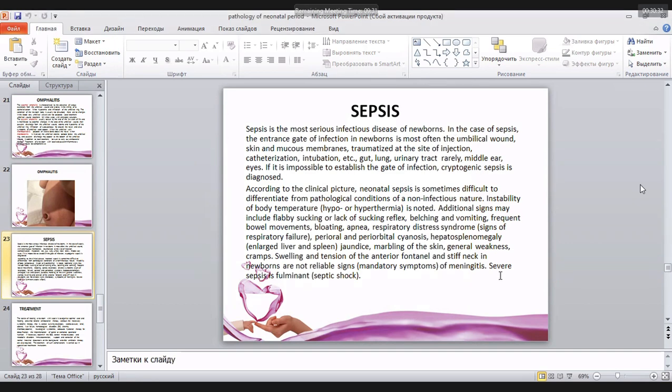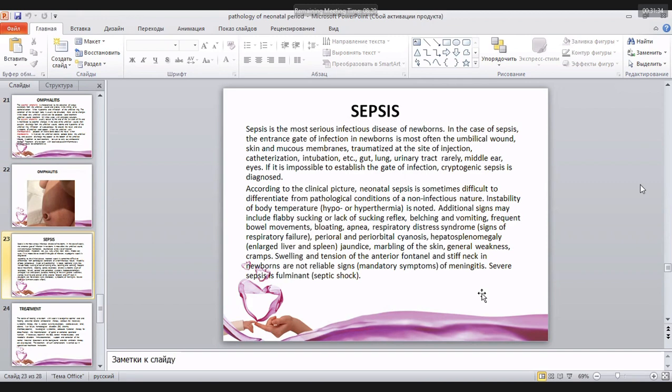Guys, sepsis is a severe complication. Usually, if the hospital had sepsis, we close the maternal house. The reason in most cases, I told you, is infection of the umbilical wound, but there may be other reasons: trauma, catheterization, intubation of the newborn. Sometimes it is very difficult to establish the gate of the infection, and usually we consider this newborn sepsis to be cryptogenic sepsis due to infection in the maternal house, because we don't really know the reason for this infection.